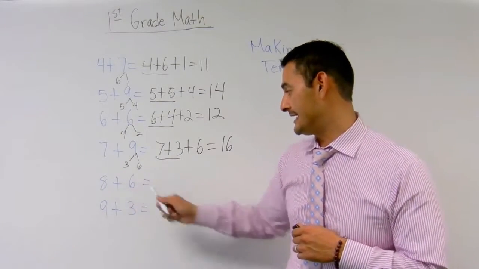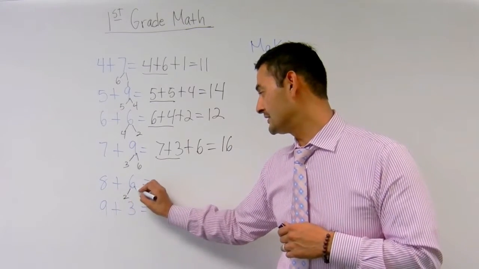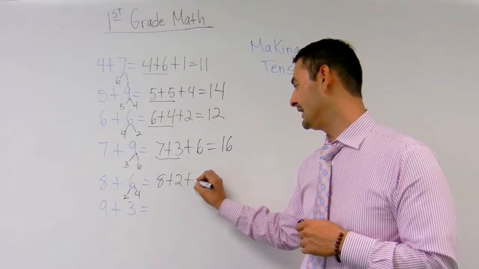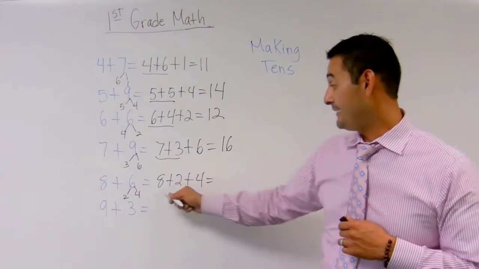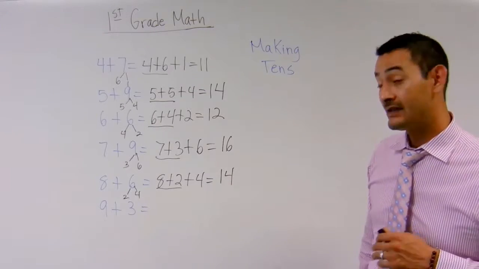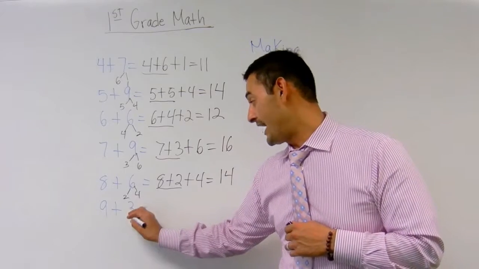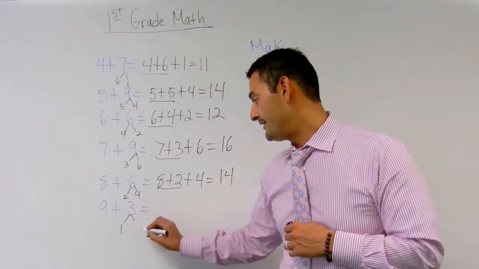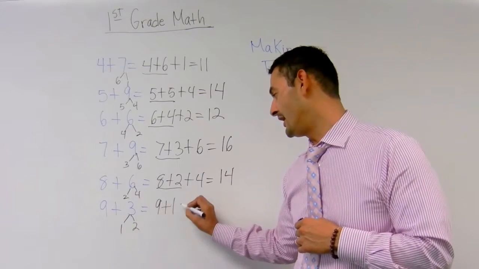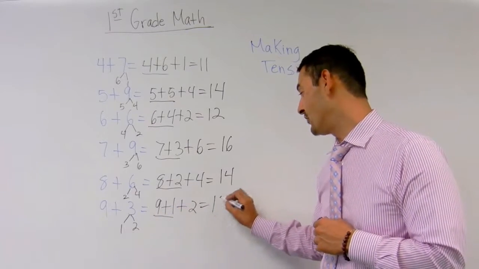Here I've got 8 plus 6. And I know that 8 plus 2 is 10, and 2 plus 4 is 6. So I'm going to move these over. 8 plus 2 plus 4 more equals, 8 plus 2 is 10, plus 4 more equals 14. Awesome. Let's take a look at the last example. Here I've got 9 plus 3. I know that 9 plus 1 is 10, and then 1 plus 2 is 3, so I'm going to move this over. 9 plus 1 plus 2 more. 9 plus 1 is 10, plus 2 more is 12.